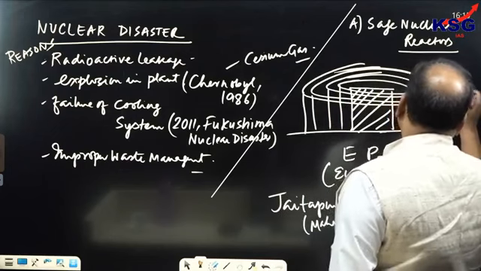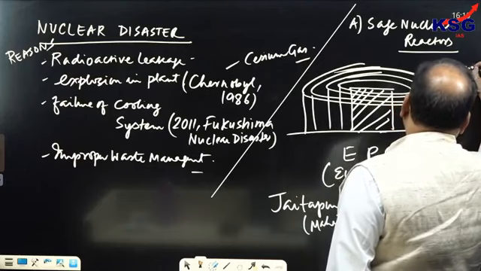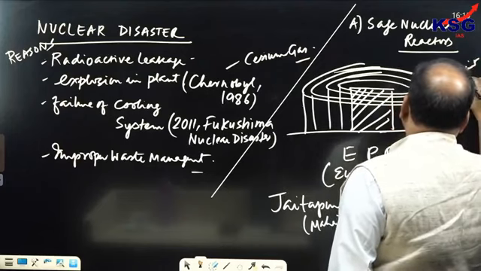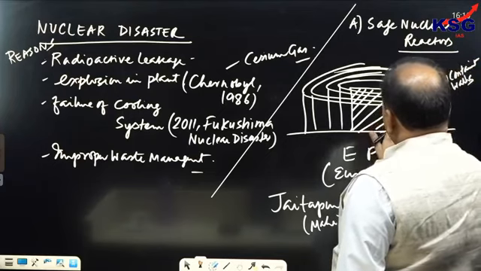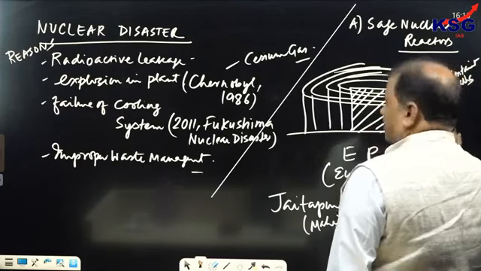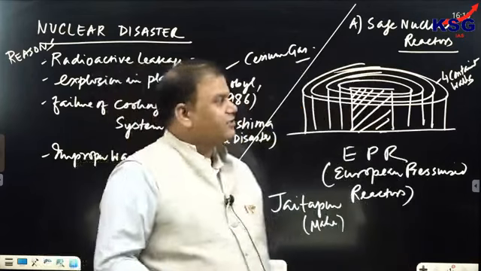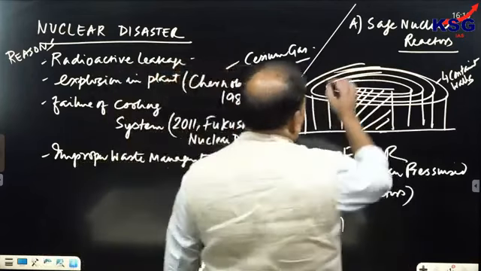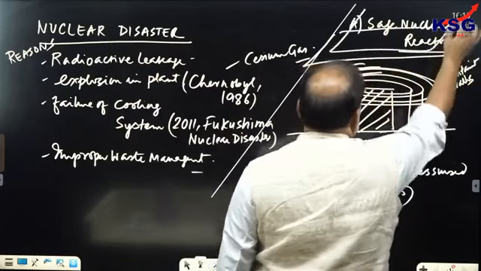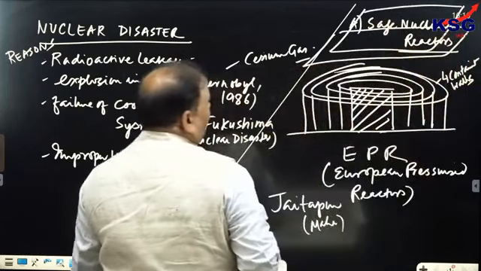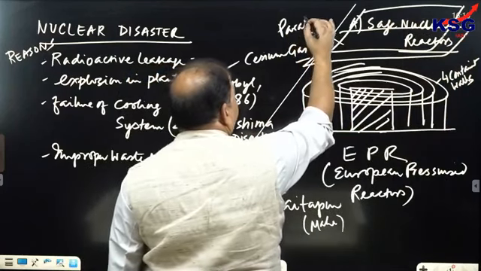There are four containment walls. So if suppose leakage takes place from one wall, it would be protected by another. So four containment walls to prevent any kind of leakage. And that's not all. There are two parallel concrete walls over it. So you can see two parallel concrete walls over it.